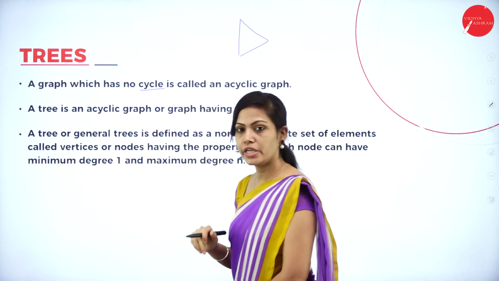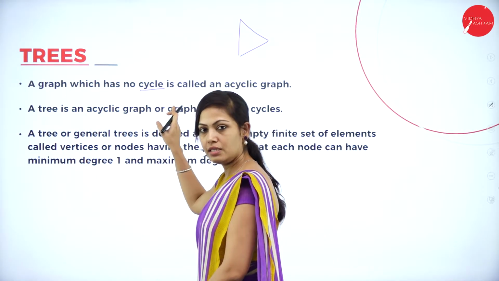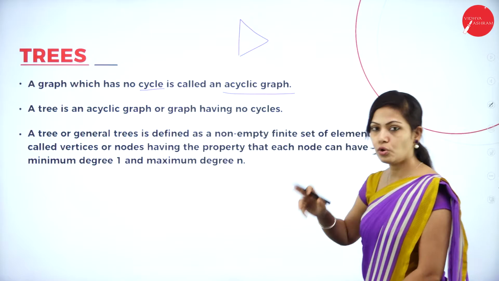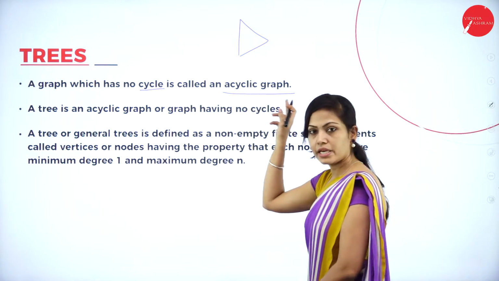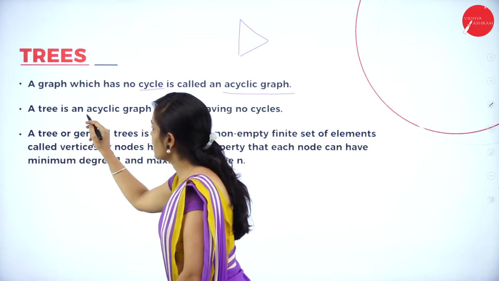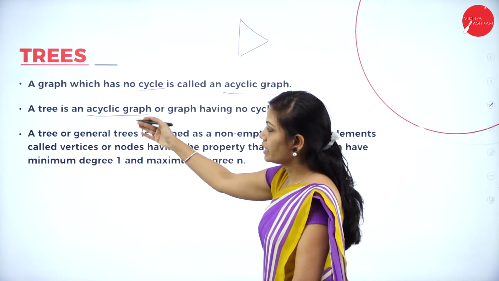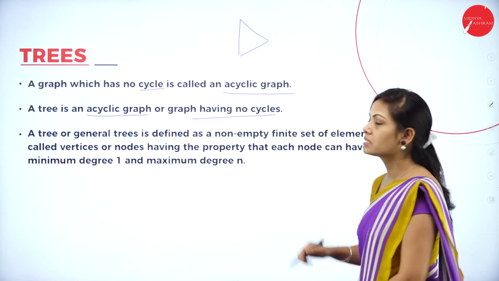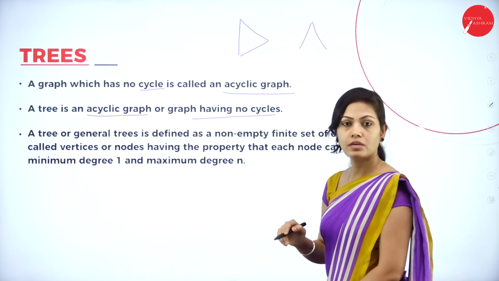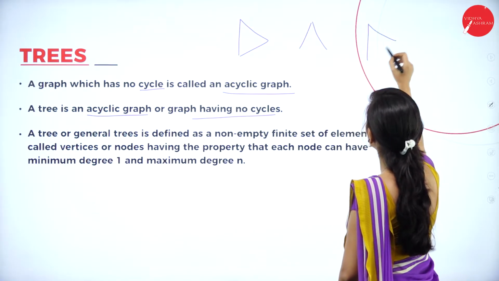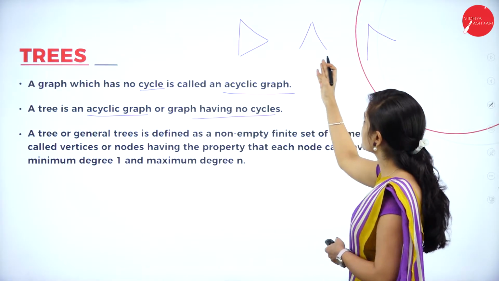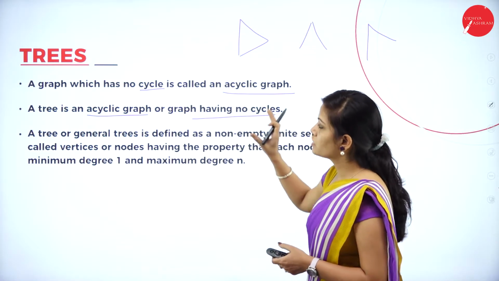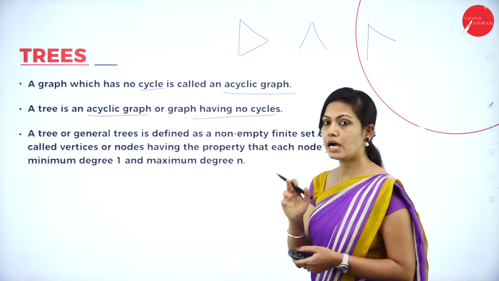So what is this tree? A graph which has no cycle is called a tree. That is called an acyclic graph. A graph which has no cycle is called an acyclic graph, and a tree is an acyclic graph. So you can write that a tree is an acyclic graph, or a graph having no cycle is called a tree. This is an acyclic graph and this is an acyclic graph, so these are examples for tree. But this is a closed path called a cycle. So the definition of tree is an acyclic graph.